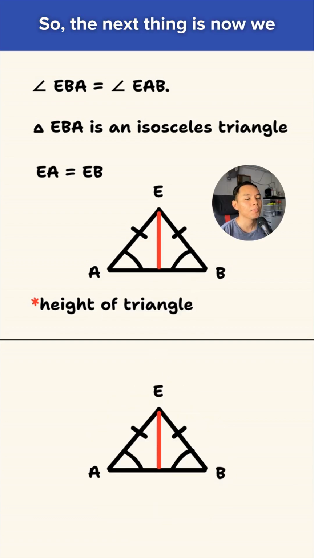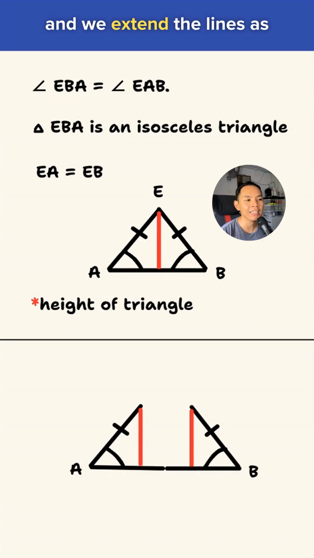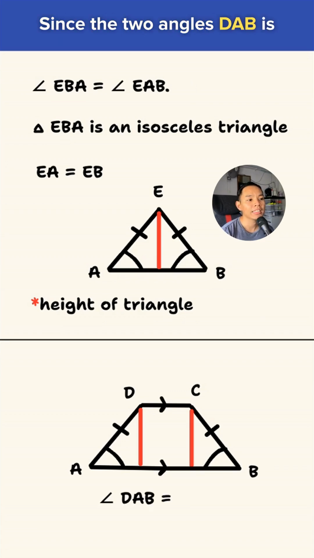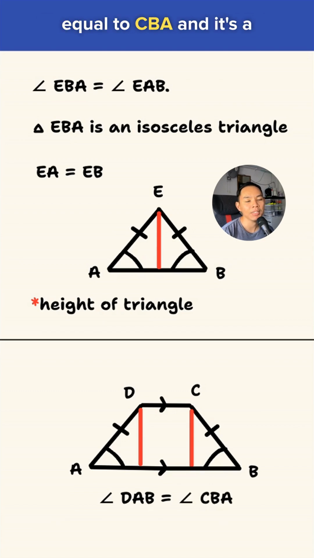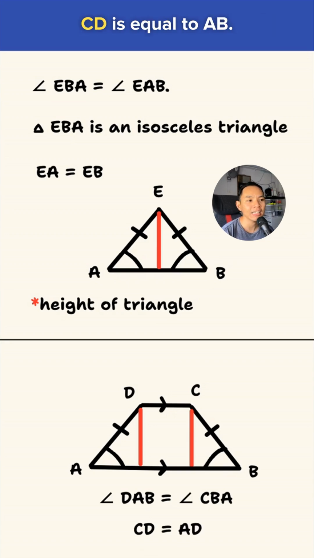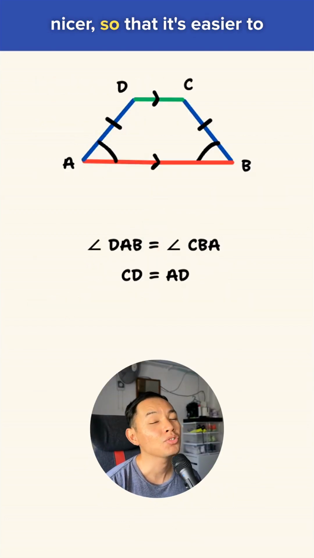The next thing is, now with this triangle, if you were to split them up and we extend the lines as what you see over here, then we are creating the trapezium ABCD where DC is parallel to AB, which is a property of a trapezium. Since angle DAB is equal to CBA and it's a trapezium, that means the side CD is equal to AB.